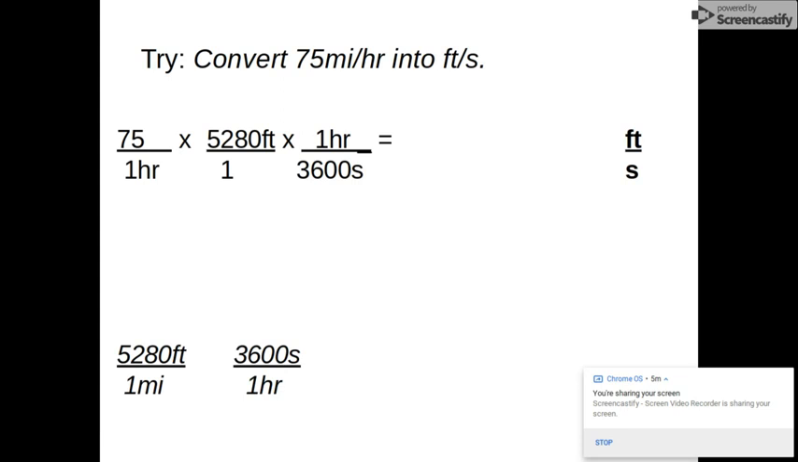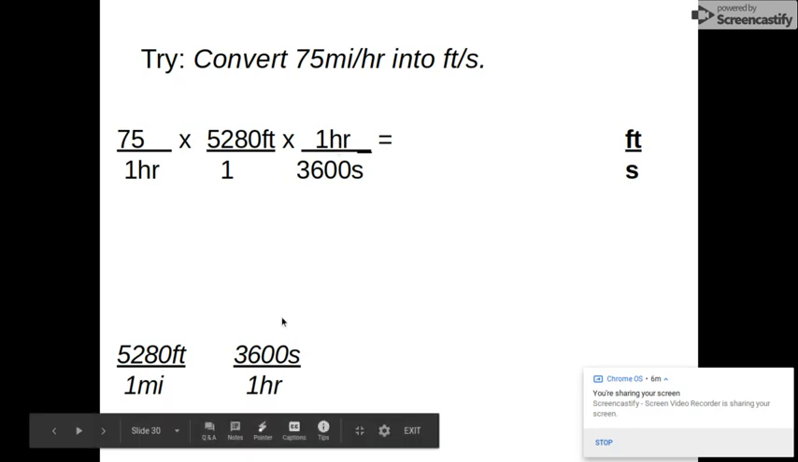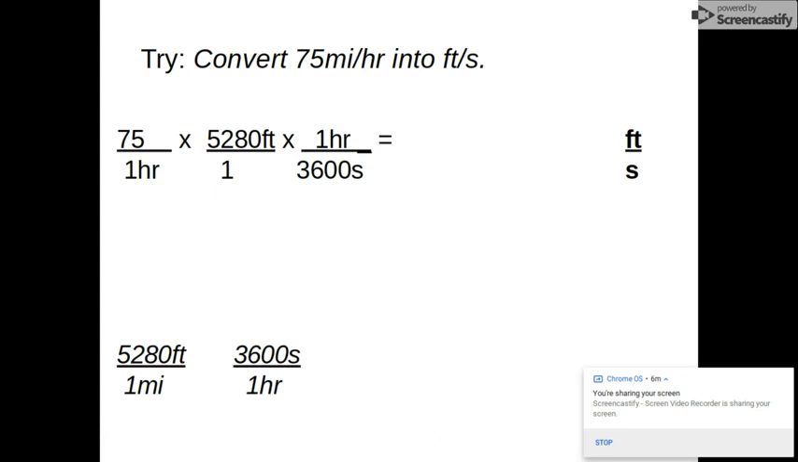So plug that in into our bridge here, but we need to make sure, okay, we need to cancel out our hours here. Hours are now in the bottom, and we need to make sure that we have hours on the top. So we need to flip this conversion factor to 1 hour on the top and 3,600 seconds in the bottom. What that does is allow us to cancel out our hours, leaving us with seconds in the bottom. That's exactly what we want. Okay, so double check that. Units, feet in the top, seconds in the bottom. Okay, we're good to go.